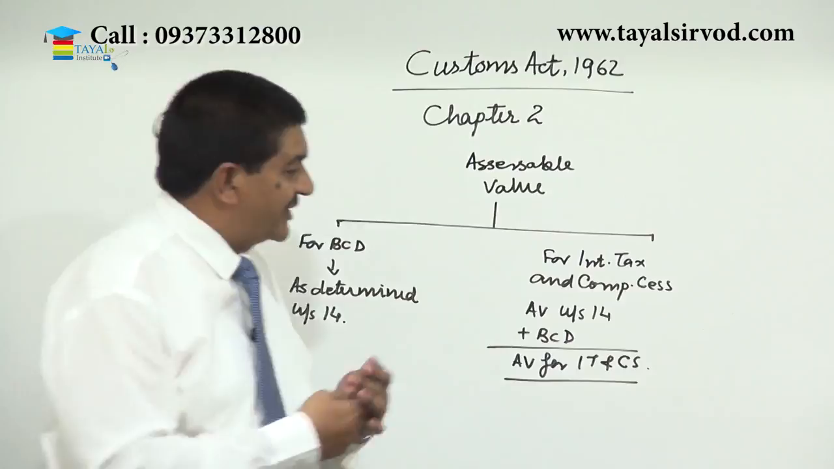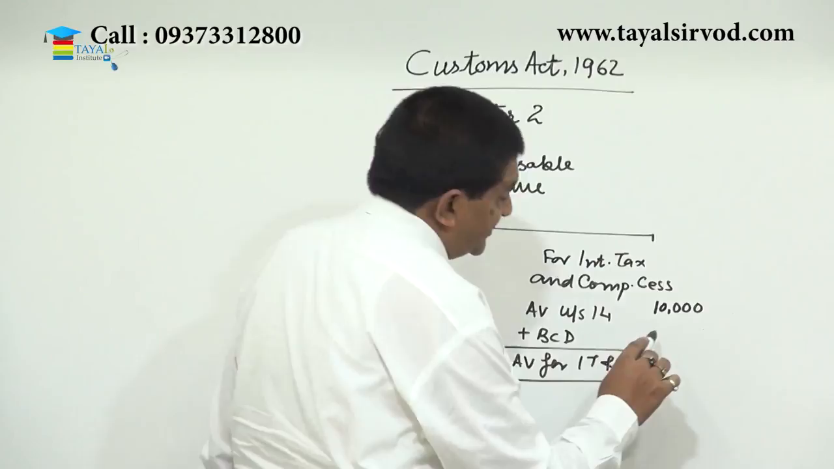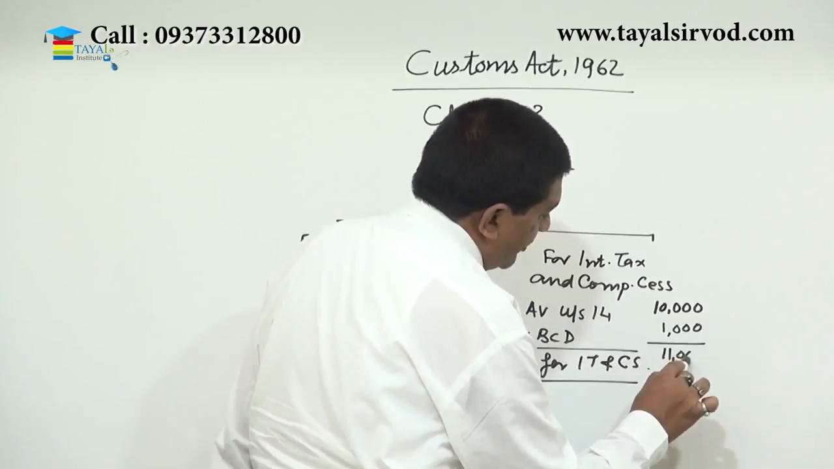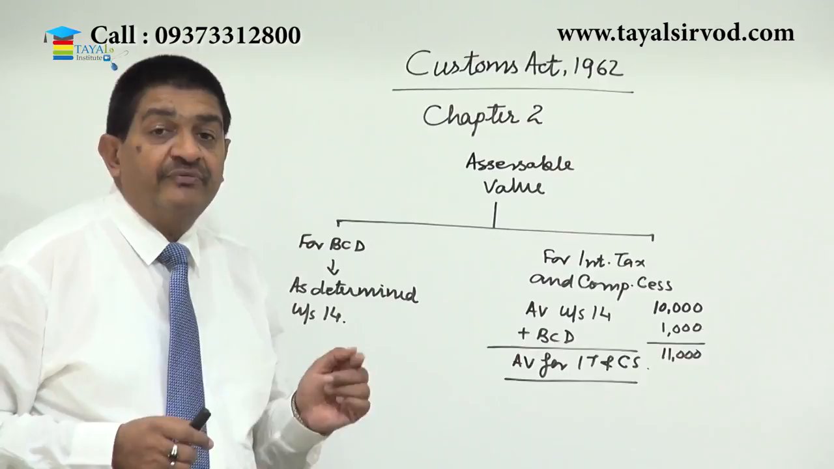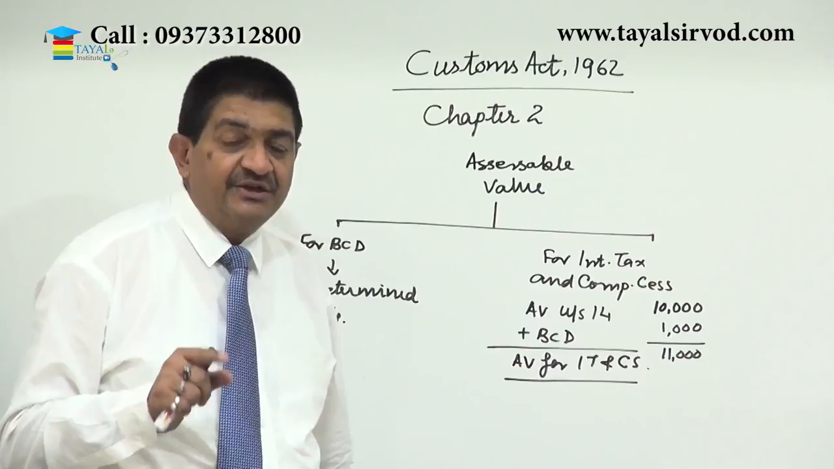So say, for example, if the assessable value happens to be 10,000 rupees and basic custom duty is 10%, say 1,000 rupees. So this 11,000 will be the amount on which integrated tax will be computed, and 11,000 will be the amount on which cess will be computed. Right. So this cess is not going to be computed on aggregate of assessable value plus BCD plus integrated tax. No, it will not be done that way.